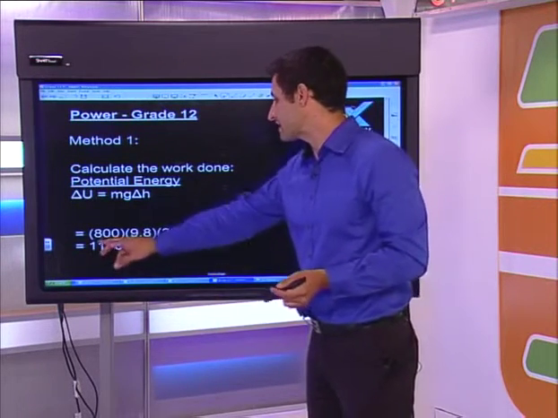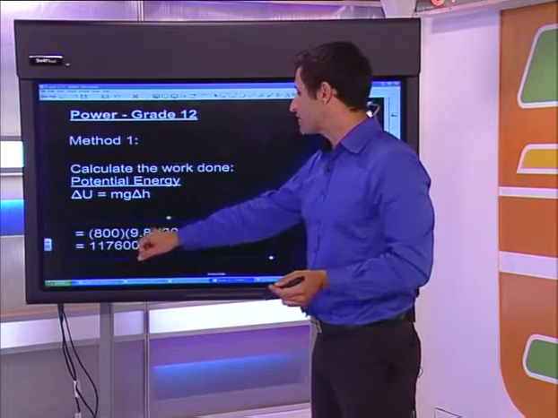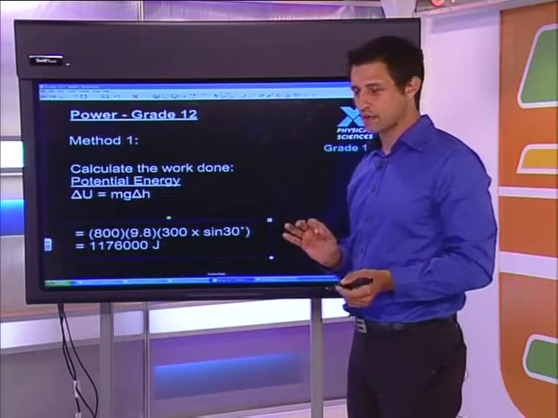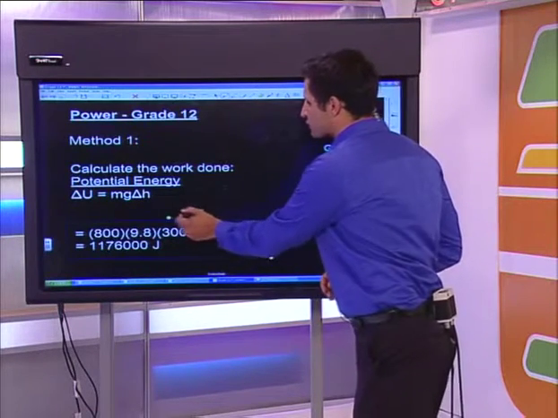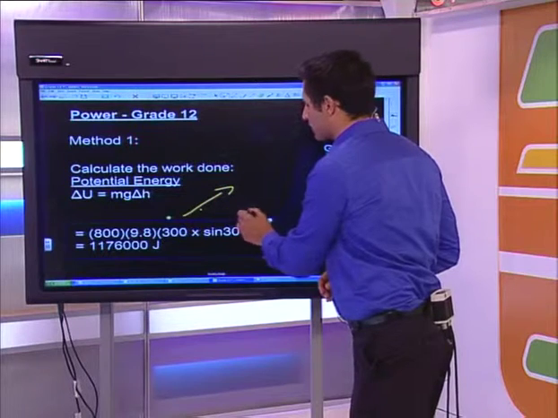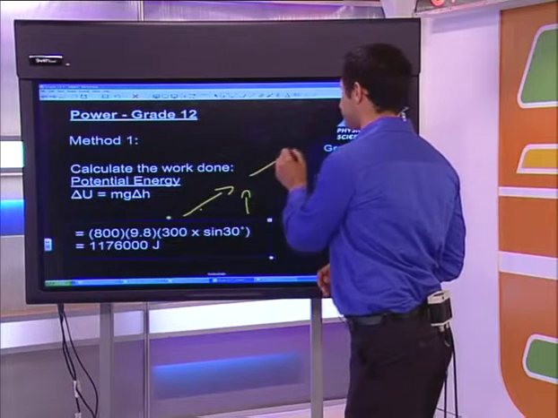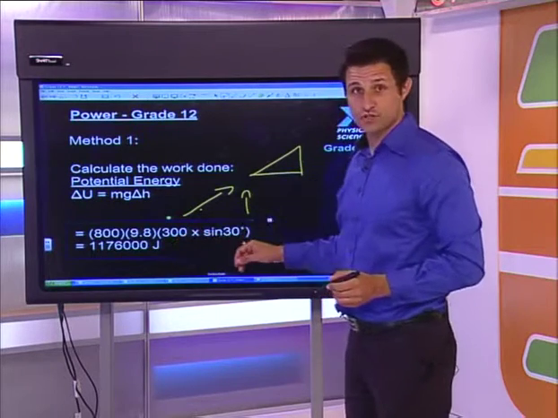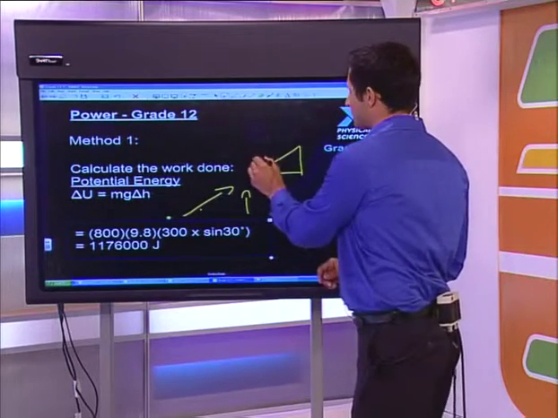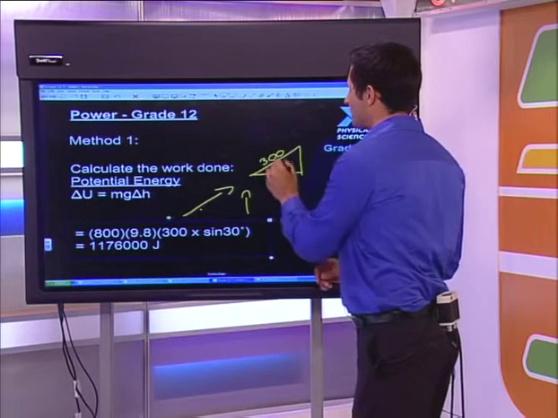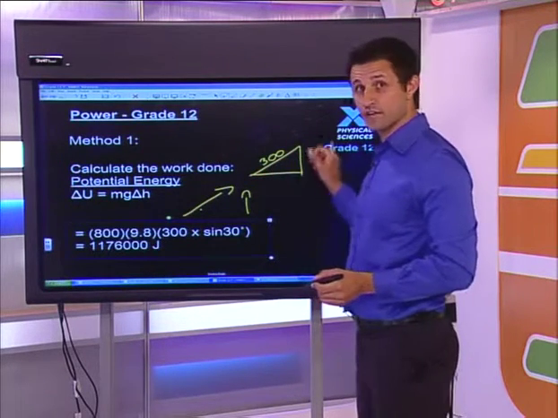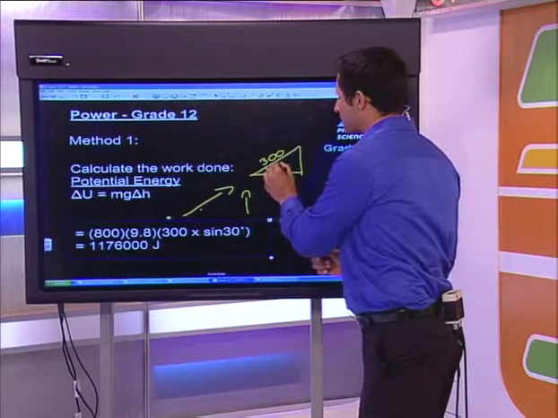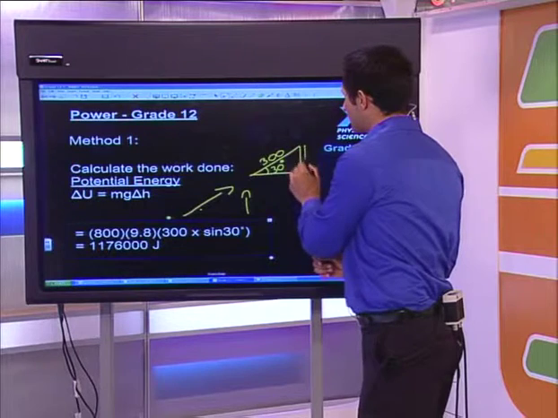I've got my mass of 800, I've got my gravitational acceleration of 9.8, and something over here which you might not recognize. One of the things that I'd just like to draw attention to is that I got this whole calculation from the triangle. Some of you are not entirely sure what I'm talking about here. This is my change in height. I've got 300 meters on my hypotenuse. What I'm actually showing you here is a way of calculating the opposite side of my triangle. Because I've got 30 degrees within it, I'm actually calculating the opposite side.